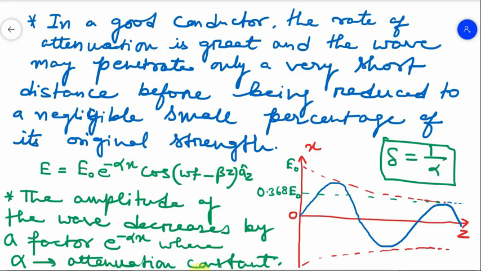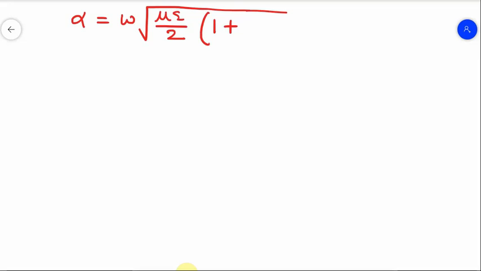So if we remember, what is your alpha? Just now we were discussing the alpha. Let me remind you what was your alpha and beta. So alpha was omega root over of mu epsilon upon 2 inside bracket, 1 plus sigma square upon omega square epsilon square, minus 1.